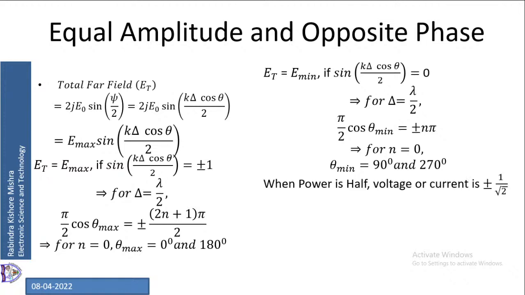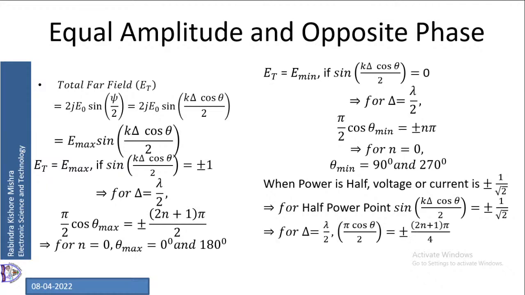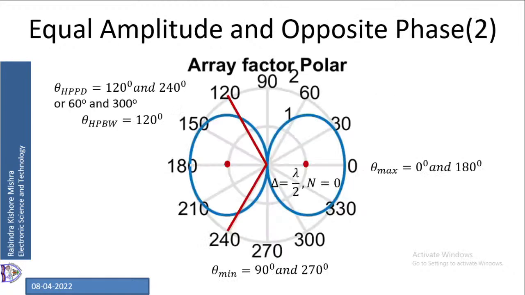Okay. Now for half power, when power is half, voltage or current is 1 by root 2. So for the half power point, sin k delta cos theta by 2 is equal to plus minus 1 by root 2. So now solve that. For delta equal to lambda by 2, we will get pi cos theta by 2 is equal to plus minus 2n plus 1 pi by 4. So for n equal to 0, we will get the half power points, HPBW, at 60 degree and 120 degree.